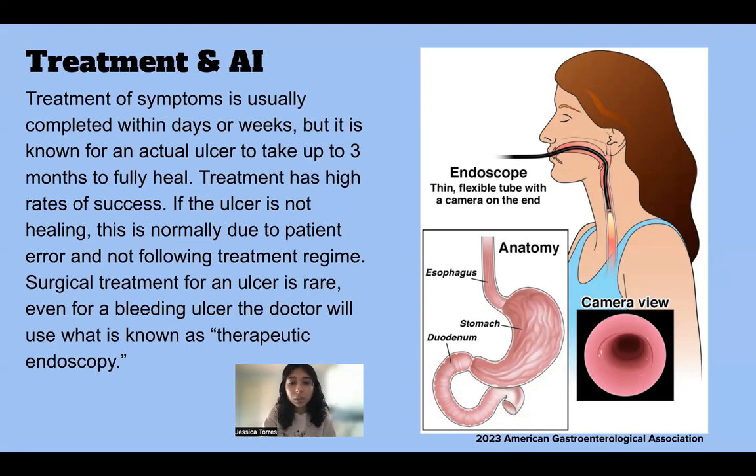Even for a bleeding ulcer, the doctor will use what is known as therapeutic endoscopy. To get more into what the endoscopy is, the endoscope is a hollow tube that has a camera lens on the front end of it. Normally, a patient can be put under anesthesia or be given a numbing spray so that they don't feel any discomfort, since the endoscope is inserted through the mouth, down your esophagus, into your stomach, and if needed, into your small intestine.